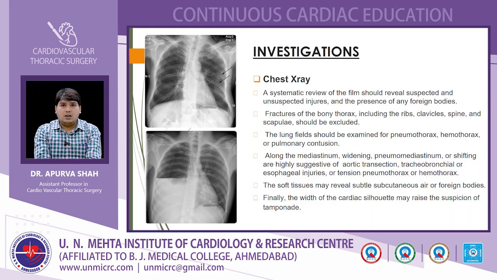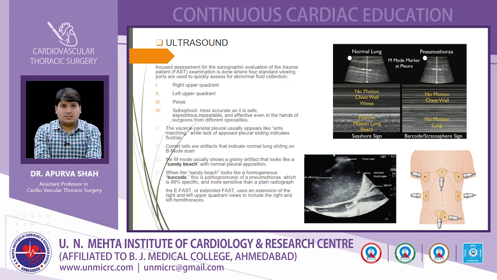Along the mediastinum, widening, pneumomediastinum or shifting are highly suggestive of aortic transection, tracheobronchial or esophageal injuries, or tension pneumothorax or hemothorax. The soft tissue may reveal subtle subcutaneous air or foreign bodies. Finally, the width of the cardiac silhouette may raise the suspicion of tamponade. The X-ray shows on the top image rib fractures. In the second image there is hydropneumothorax.